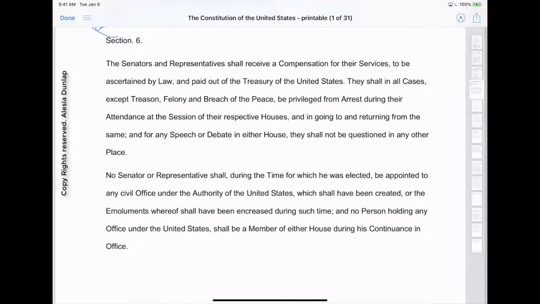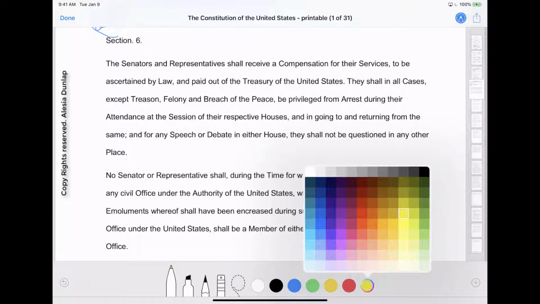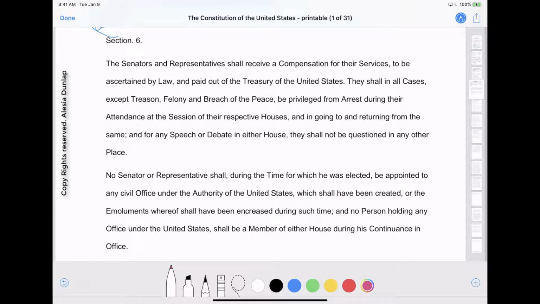All right, Section 6 here. Now we get into money. So let's use a different color here. I'm gonna use pink. So let's use that. Salaries. We're talking pay, salaries, and restrictions. All right, so congressional members are paid by the Treasury Department. So that's how they get their money. They get paid by the Treasury.